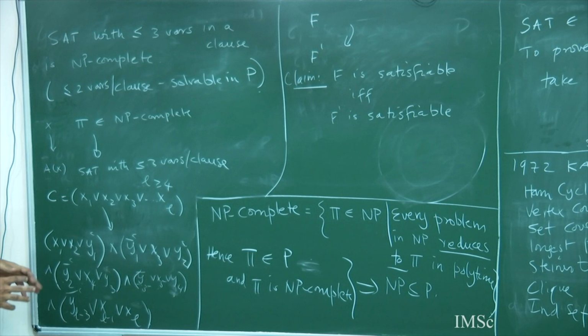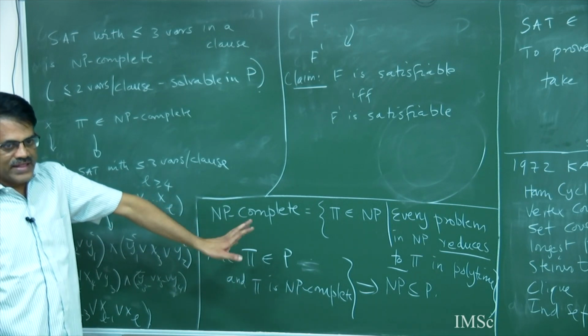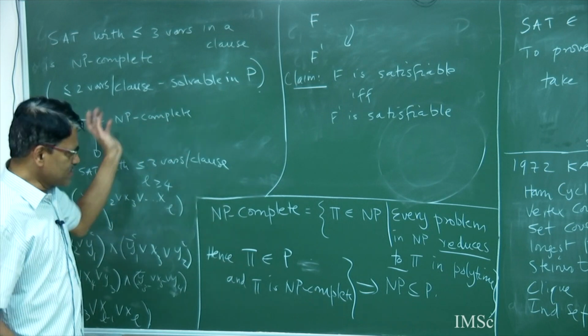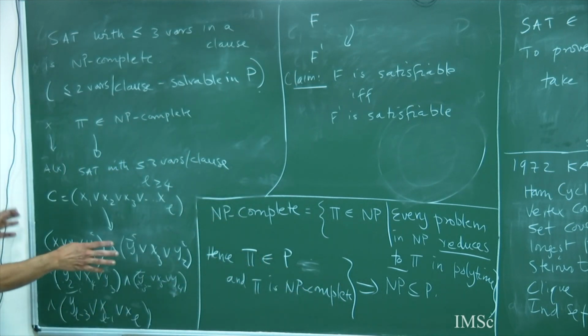Since the yi's are fresh for this clause, setting these y's does not make anything else bad. For another clause, there will be some other xi that is true; you go to that particular yi and play the same game, and you can satisfy all these clauses. So, that is the forward direction.